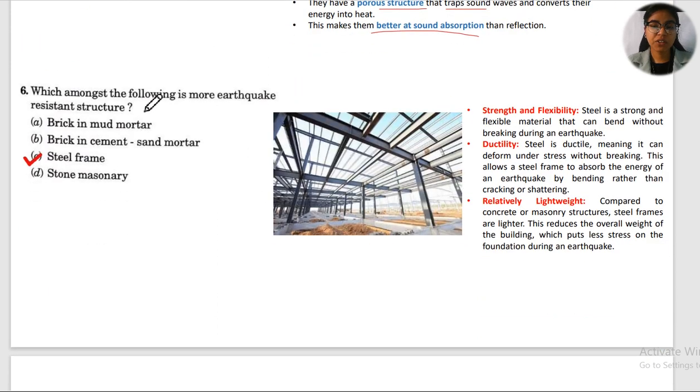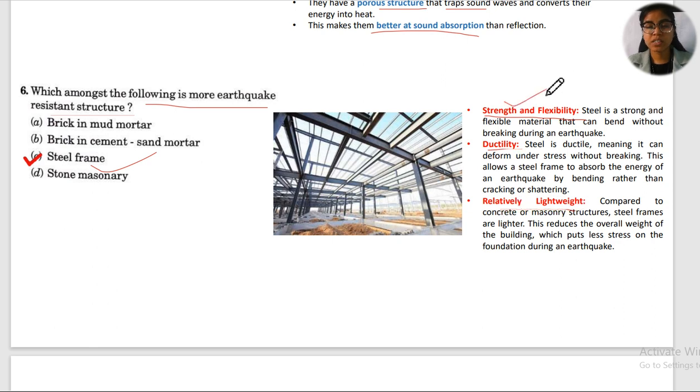Which among the following is more earthquake resistant structure? Options given are brick in mud mortar, brick in cement sand mortar, steel frame and stone masonry. The best structure which can resist the earthquake is your steel frame because of its strength and flexibility, ductility and relatively lightweight.